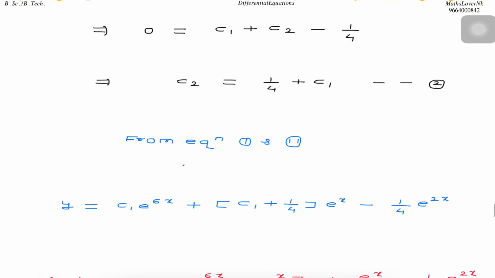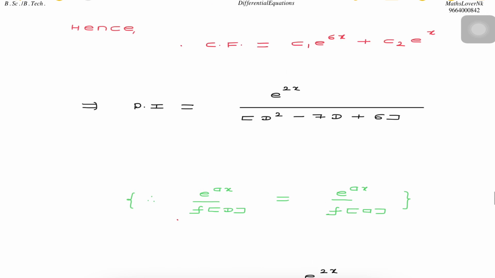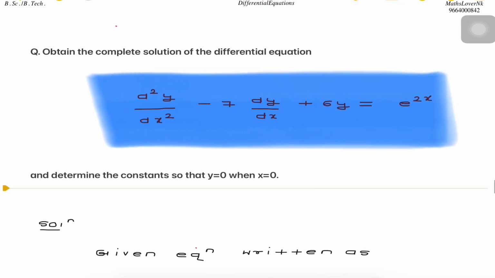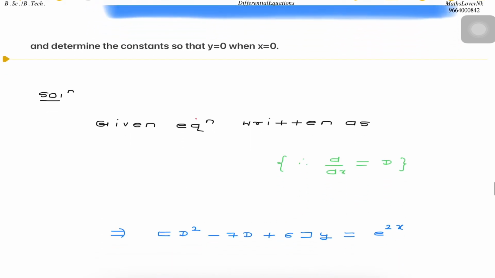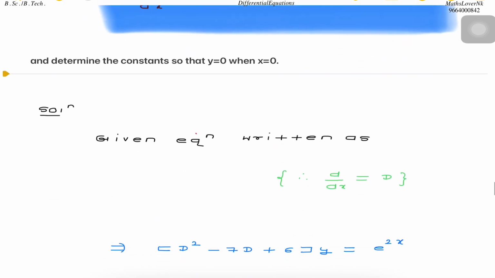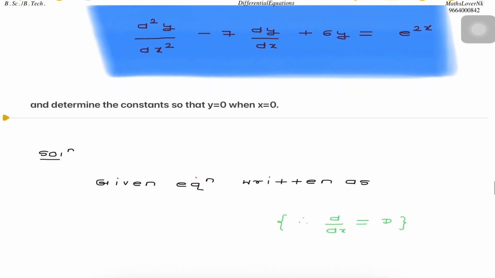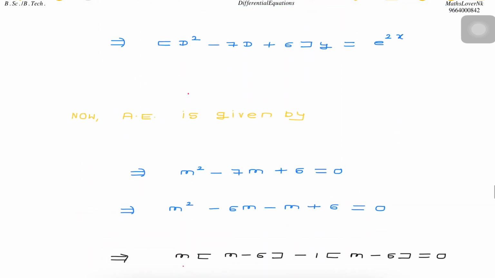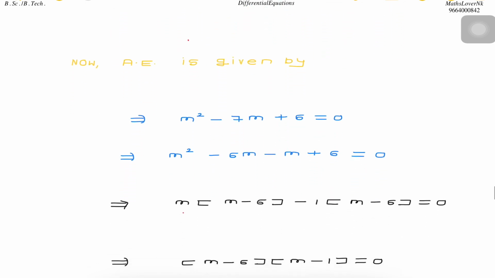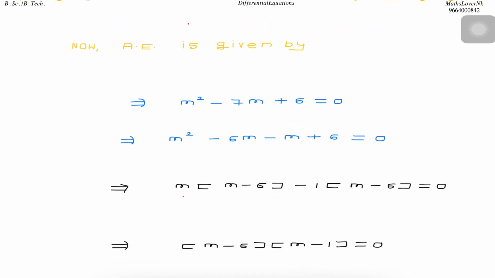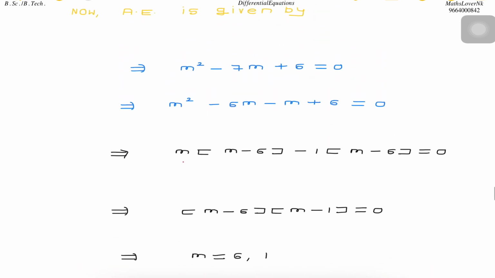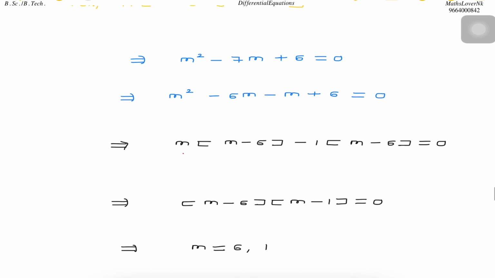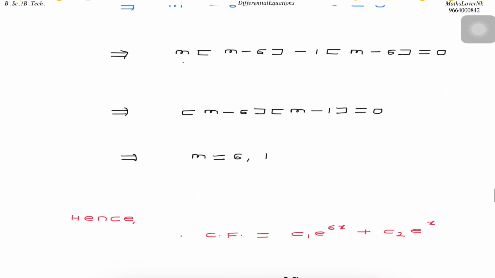See, at first, the question says d square y upon dx square minus 7 dy by dx plus 6y is equal to e the power 2x. The given equation can be written as D square minus 7D plus 6 into y equal to e the power 2x. We put D equal to m: m square minus 7m plus 6 is equal to 0. It can be written as m square minus 6m minus m plus 6 is equal to 0. The addition is minus 7m and the multiplication is plus 6m square. Taking common, m minus 6 and m minus 1 is equal to 0, so m is equal to 6 and 1.